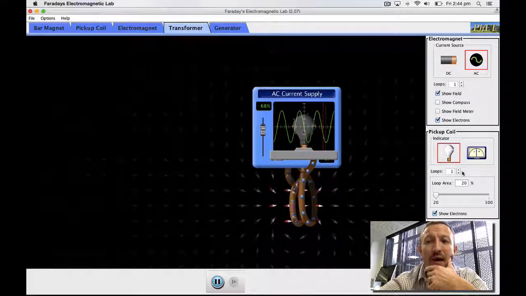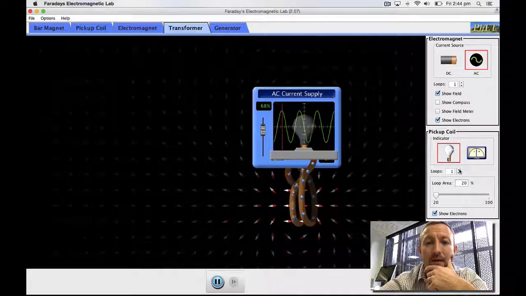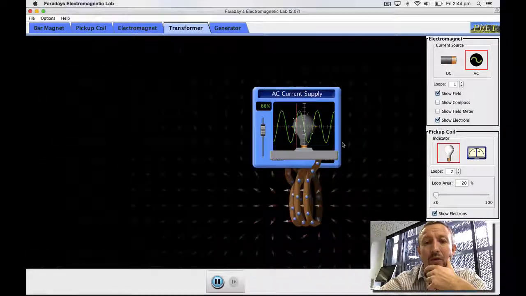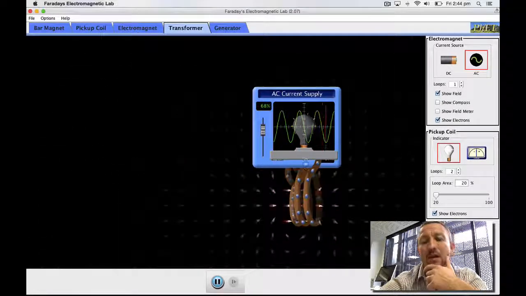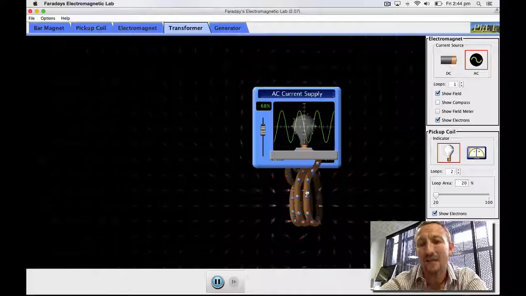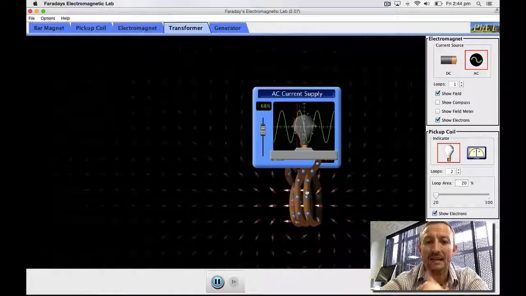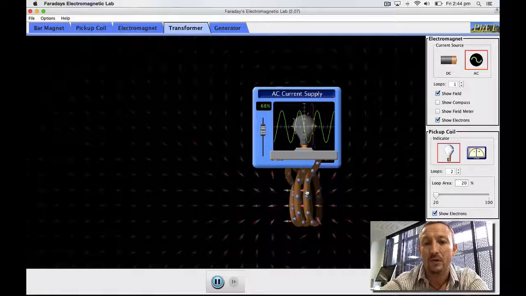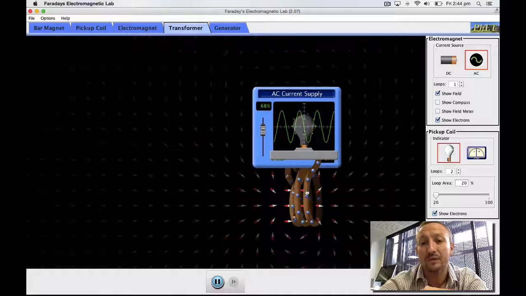But let's see what happens if I put a second coil in. Now what you'll notice is that the lines have actually increased. What I've done here is actually stepped up the energy which has been produced from the AC current of my primary coil and produced a secondary coil producing more voltage.